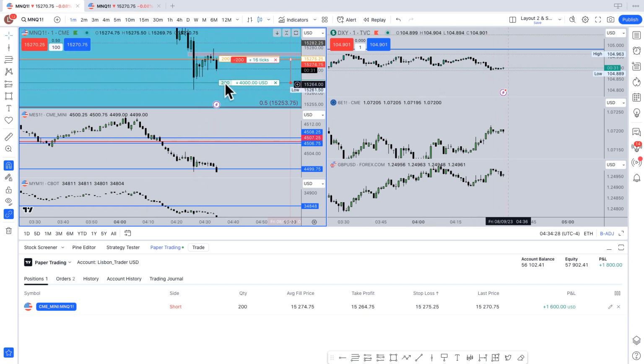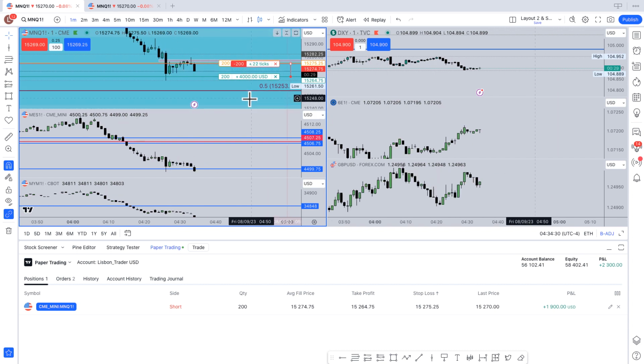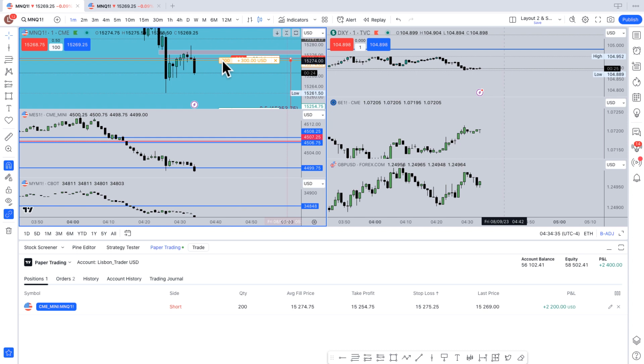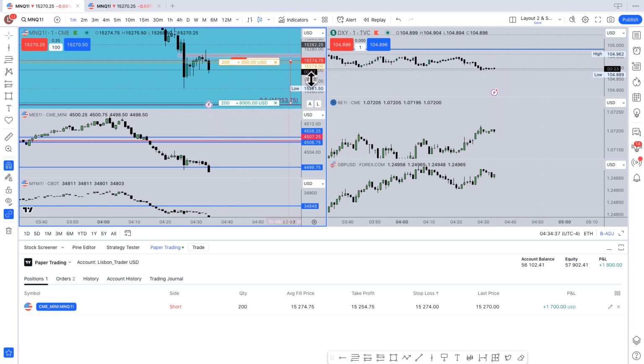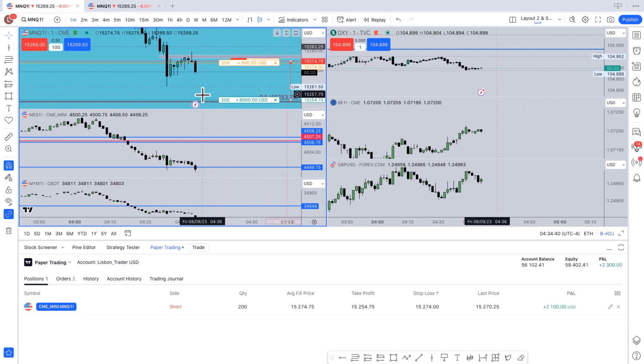Consequent encroachment of this week. Let's see if we can reach there. But I think the draw will be here. So let's try to ride it. Stop to break even. Let's see.